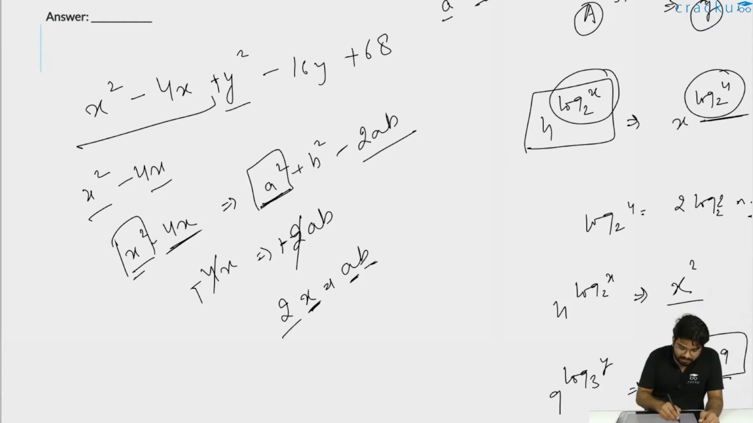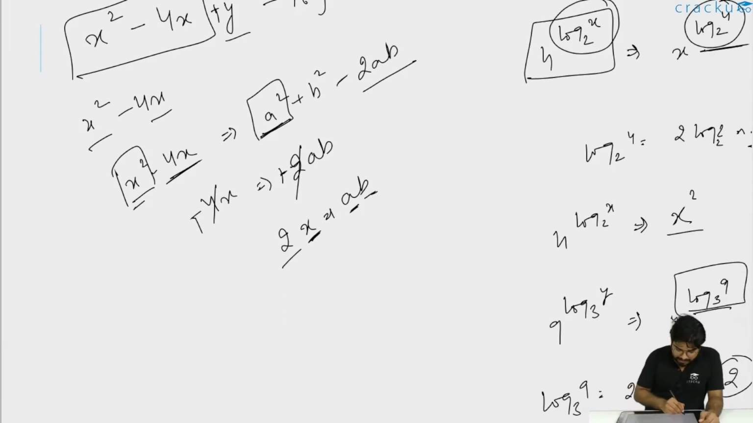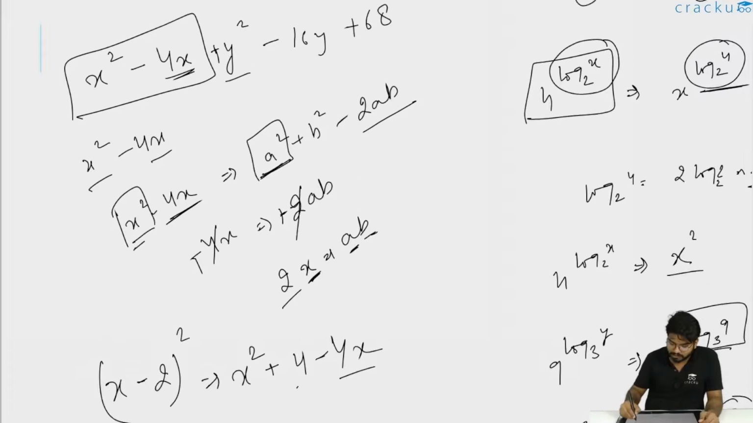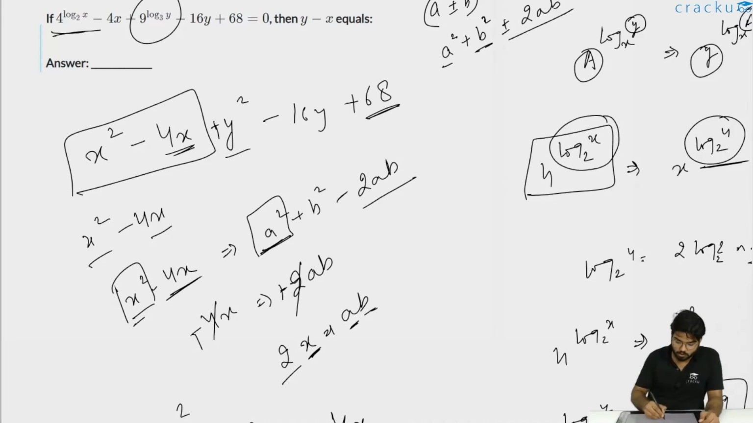This way I can convert this equation as x minus 2 whole square. If I open this, I will get x square plus 4 minus 4x. I have already 4x here, but I don't have plus 4. So since I have taken plus 4, I can reduce the same from the constant term. So I can write this as minus 4.